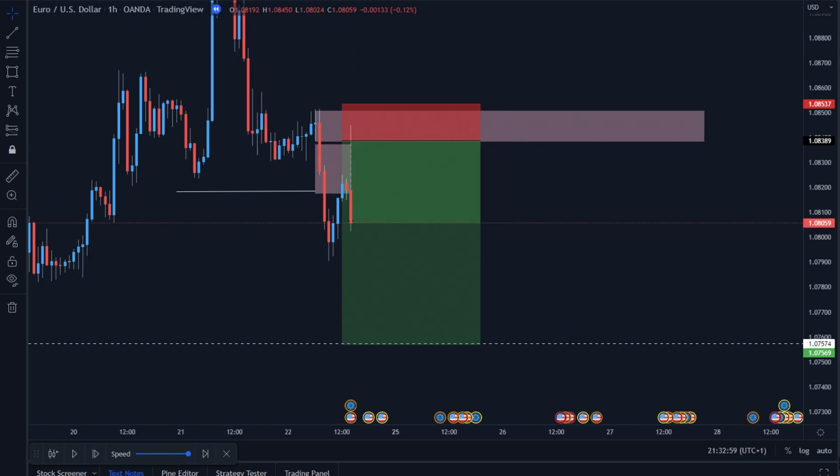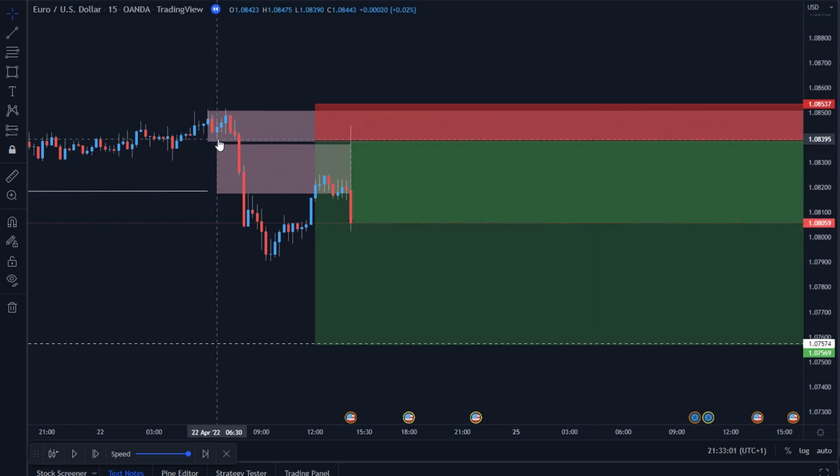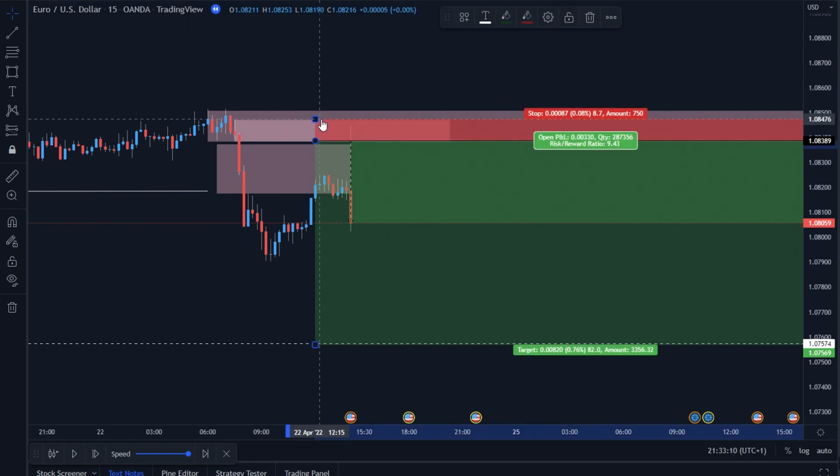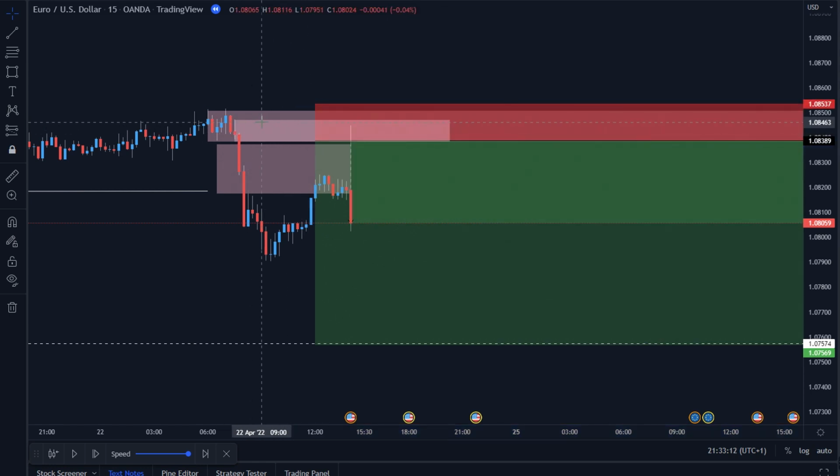Perfect. So price cleared all of this imbalance, tapped into that order block. You could have even done this 15-minute order block like that, so you would have even a better RR. But we played it safe. No problem at all. Let me clear the imbalance.